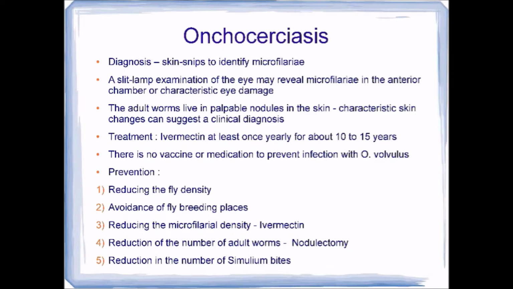There is no vaccine or medication to prevent infection with the onchocerciasis parasite. Prevention can be done by reducing the fly density, avoidance of fly breeding places, reducing the microfilarial density by ivermectin, reduction of the number of adult worms by nodulectomy, and reduction in the number of Simulium bites.